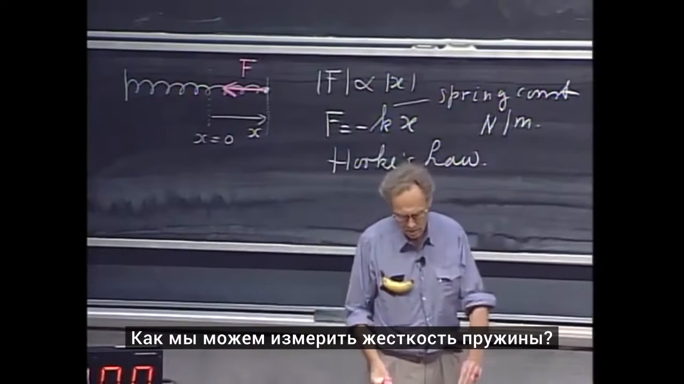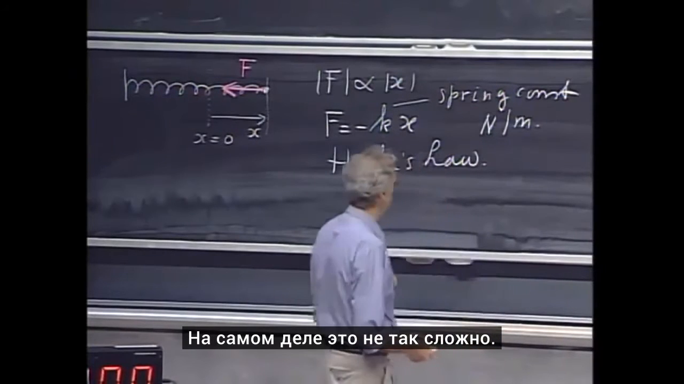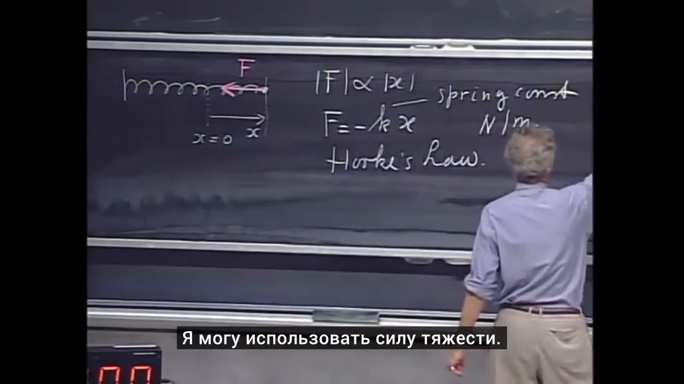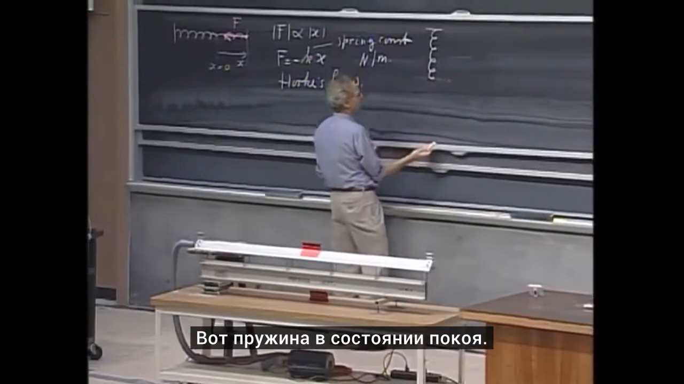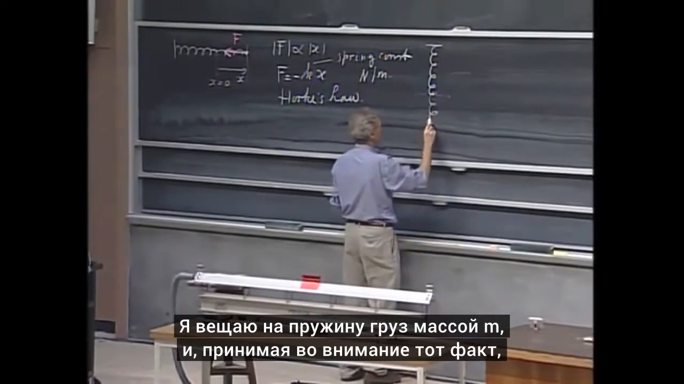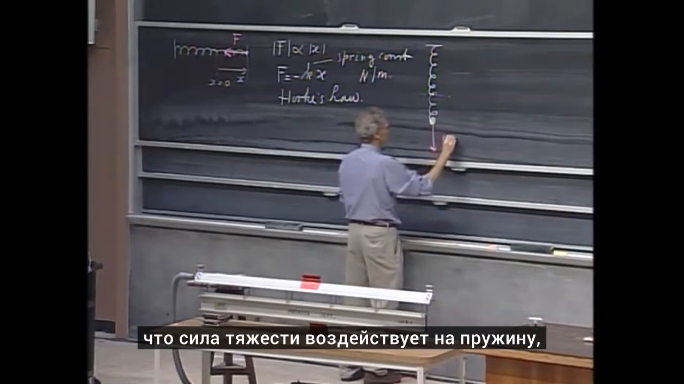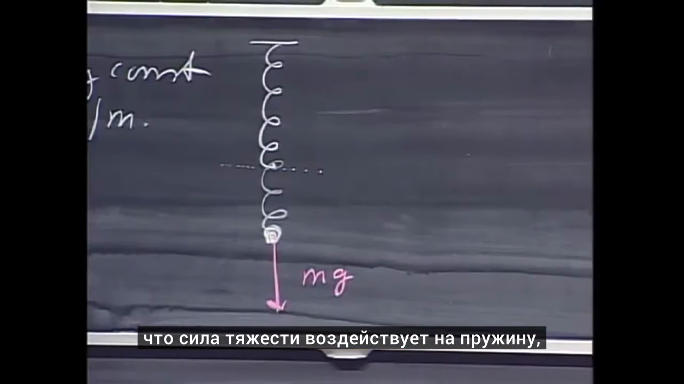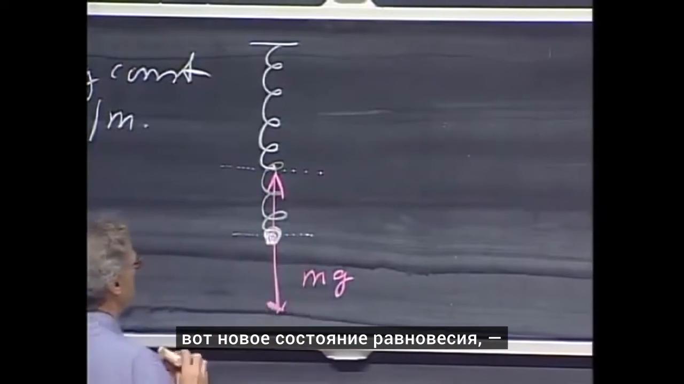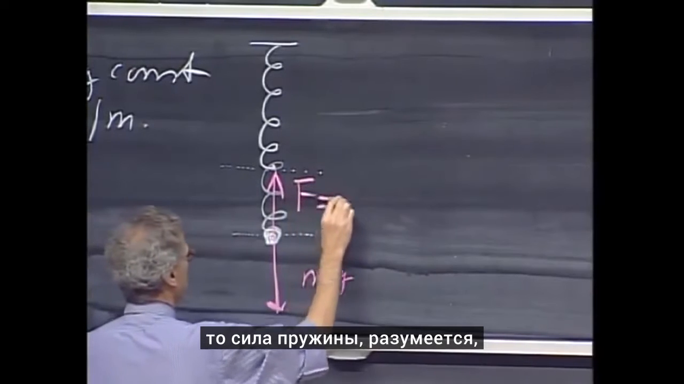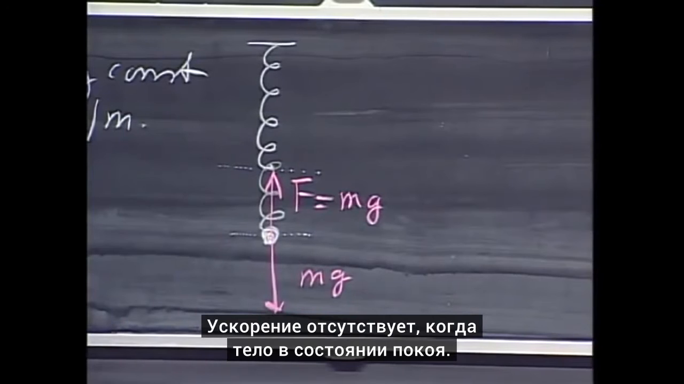How can we measure the spring constant? That's actually not too difficult. I can use gravity. Here is the spring in its relaxed situation. I hang on the spring a mass m, and I make use of the fact that gravity now exerts a force on the spring, and when you have your new equilibrium, this is the new equilibrium position, then the spring force, of course, must be exactly the same as mg.